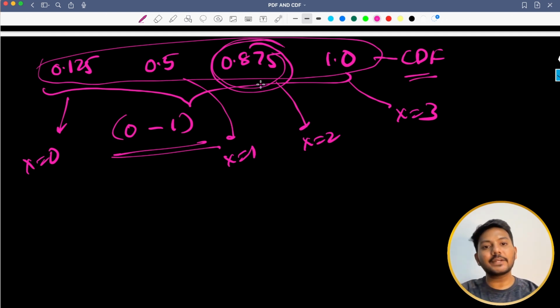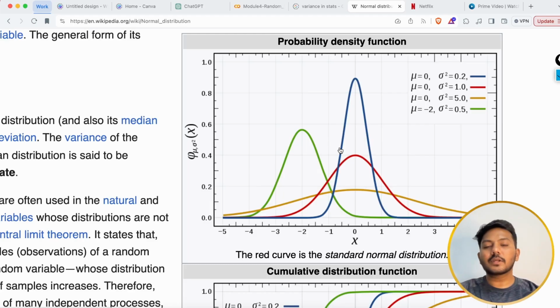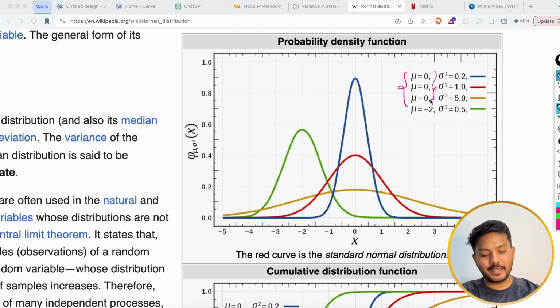Now that we have learned all of these things regarding PDF and CDF, let's understand how the CDF plot varies in terms of a Gaussian distribution. So remember this plot, right? We have seen in the previous video, we have 4 different plots, which are Gaussian distribution plots. And out of these, we have 3 plots in which the mean is 0.